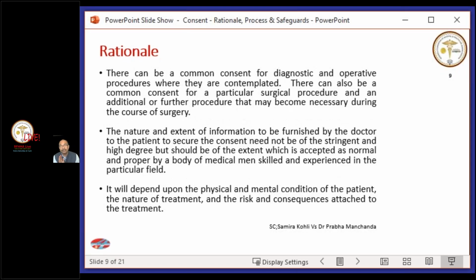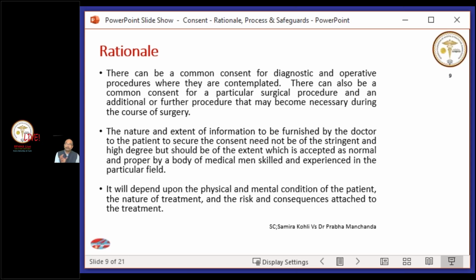There can be a common consent for diagnostic and operative procedures where they are contemplated. There can also be a common consent for a particular surgical procedure and an additional procedure or further procedures that may become necessary during the course of surgery. The nature and extent of information to be furnished by the doctor to the patient to secure the consent need not be of stringent and high degree, but should be of the extent which is expected as normal and proper by a body of medical men skilled and experienced in that particular field.